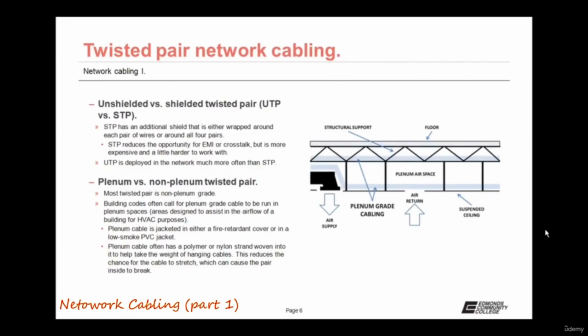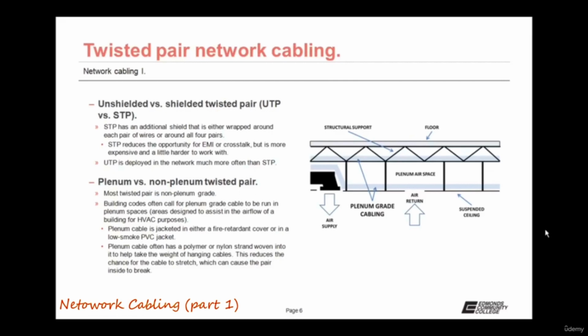Most twisted pair cabling is non-plenum grade, but building codes often call for plenum grade cable to be run in plenum spaces. Now, a plenum space is that area that is designed to assist in the airflow of a building for HVAC purposes. And most often, the plenum is that space between the false ceiling and the actual ceiling. Plenum cable is jacketed in either a fire retardant cover or in a low smoke PVC jacket.